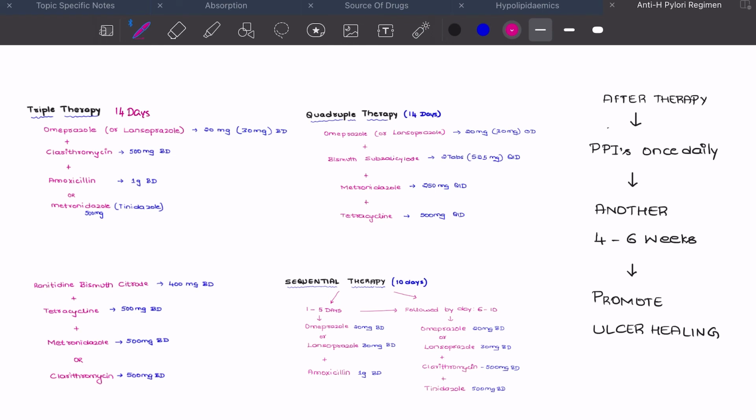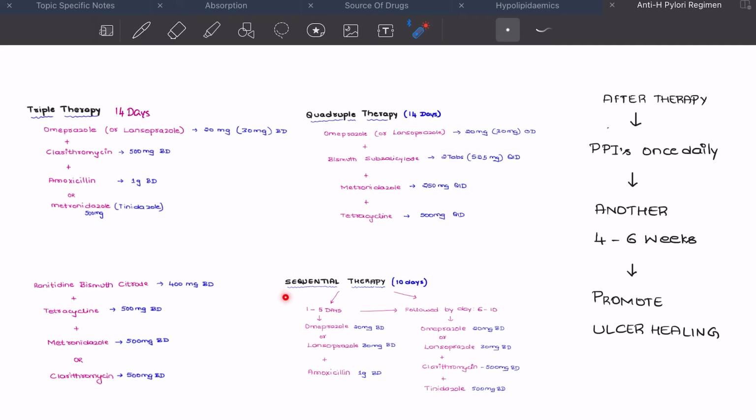Whereas in case of quadruple therapy, again it is administered for a total duration of 14 days. Here you will be using four drugs in combination. First is omeprazole or lansoprazole, which are the proton pump inhibitors. Along with that, you will be adding other three drugs: bismuth subsalicylate, metronidazole, and tetracycline.